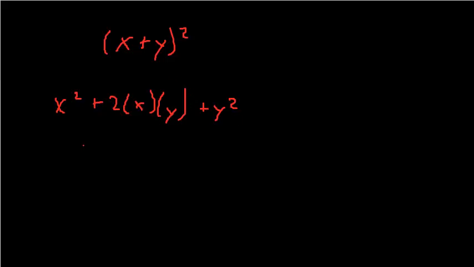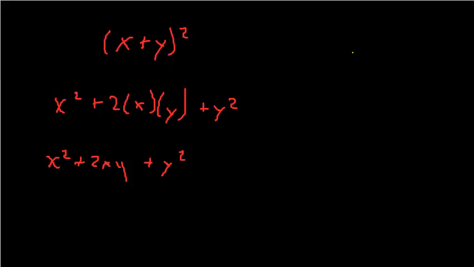So we'll try this with another example. Let's use now x plus y squared. We take our first term squared. Our middle term is always 2 times the two terms, x times y. And then our last term squared. We multiply this out and we get x squared plus 2xy plus y squared. And that is the product of that binomial squared.